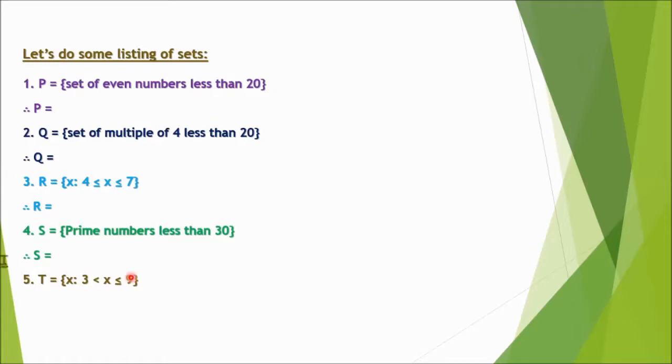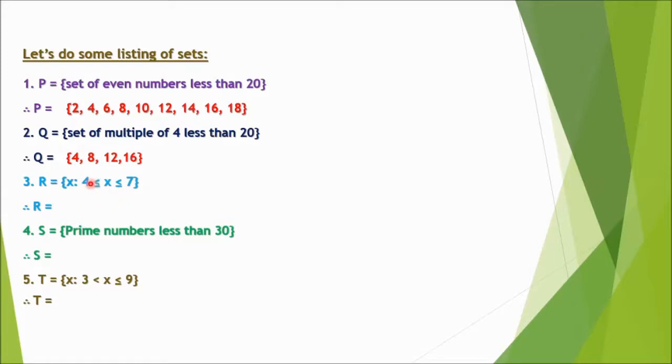So the set T will be, so let's see the elements of the first set, that is 2, 4, 6, 8. Even numbers start from 2, and we cannot end on 20 because less than 20 means 20 is not included. So the last even number will be 18. Now next you can see multiples of 4: 4, 8, 12, 16, and next after 16 is 20, but we are not allowed to take 20 because it is defined as less than 20.